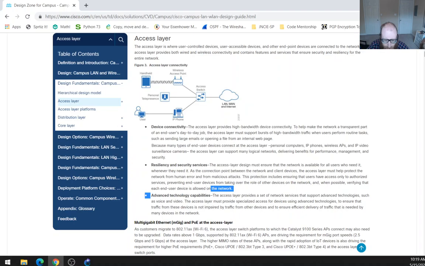Advanced technology capabilities. The access layer provides a set of network services that support advanced technologies such as voice and video. The access layer must provide specialized access for devices using advanced technologies to ensure that traffic from these devices is not impaired by traffic from other devices, and to ensure efficient delivery of traffic that is needed by many devices in the network.